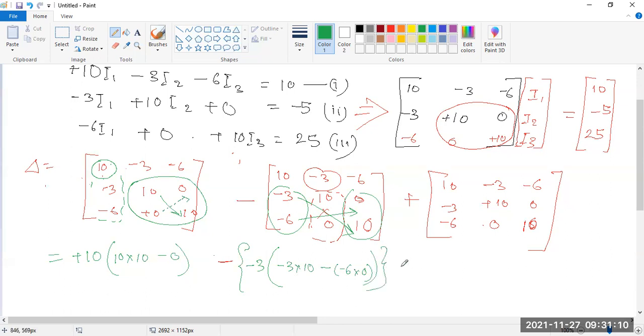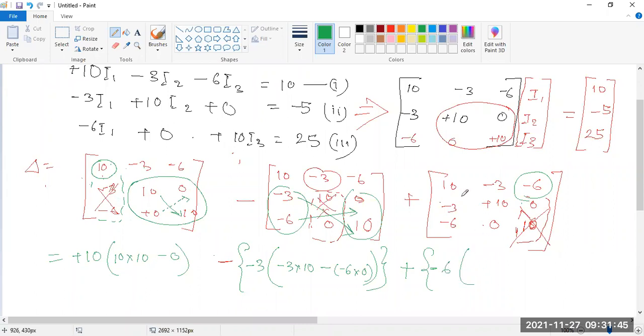Okay, this is over and we are coming to 10 minus 3 minus 6. Now we are taking minus 6. Minus 6 is the multiplier. So we have to release this portion, this column, just cross it, and then you can find minus 6 is a multiplier.